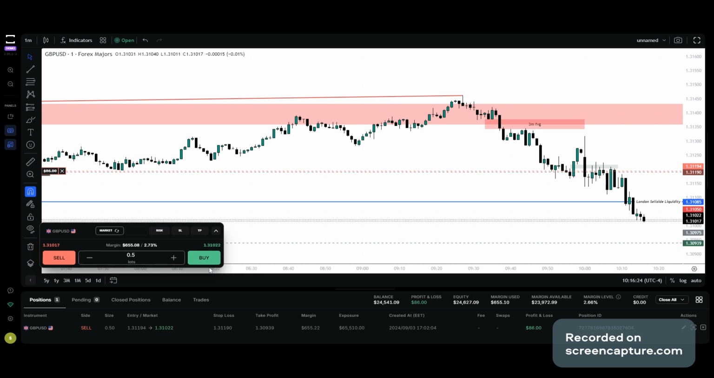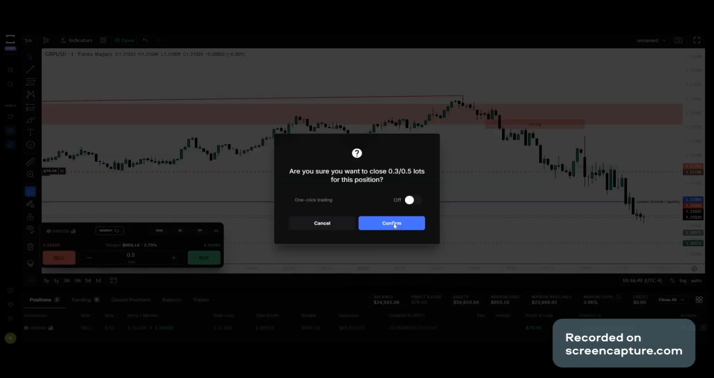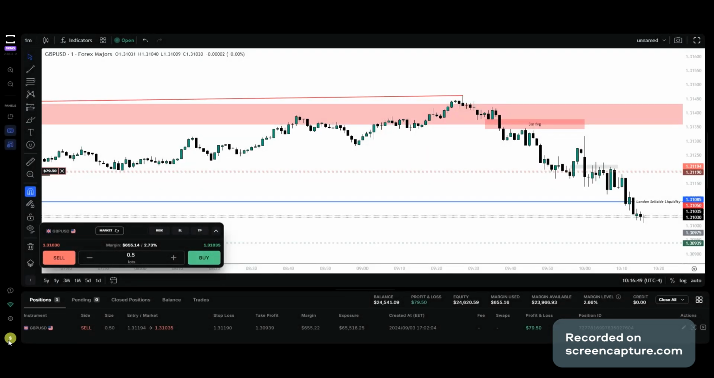And I'll take a partial here. Think about taking one. See how we behave. Take 3 off, yeah. I don't want to get through another retracement. I'll confirm that. Partials always pay.